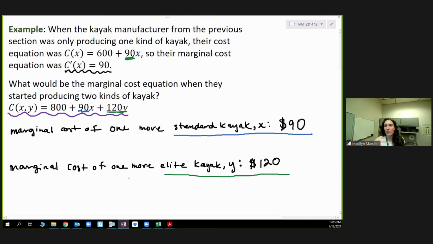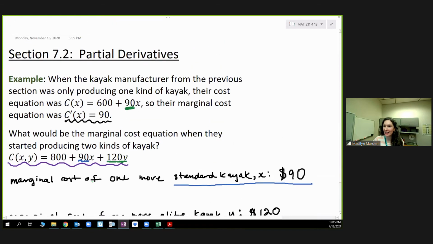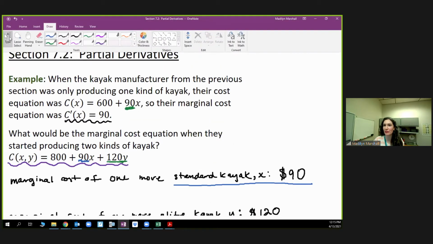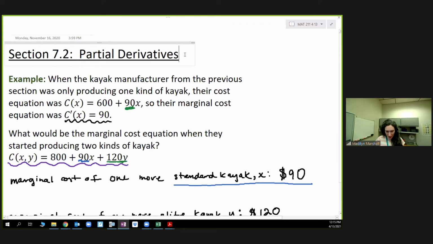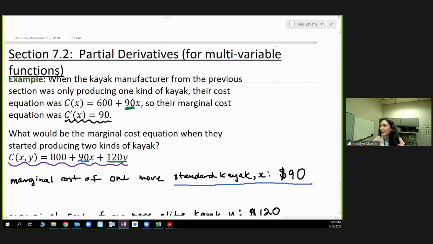So when we do derivatives in multiple variables, we have to focus on which variable we're talking about. There is no general derivative when we have multiple variables. We have to focus in on whatever variable we care about at that time. And that is where partial derivatives come in. So partial derivatives are for multivariable functions.